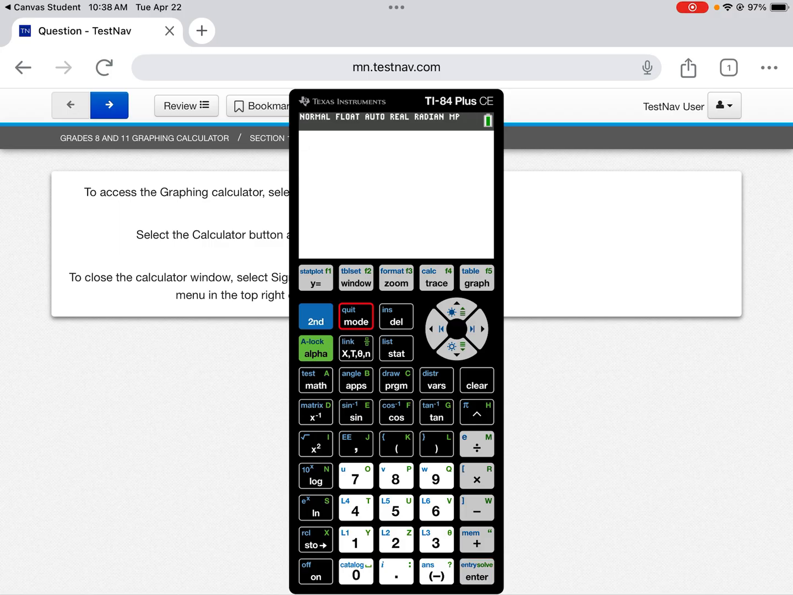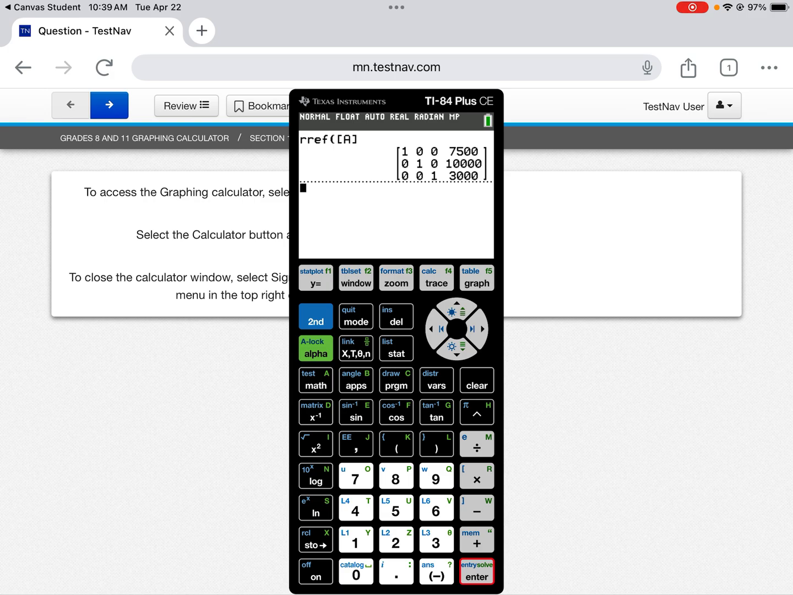Then we're going to quit. Then we're going to go second matrix. Then we're going to go to math. Then we're going to go to reduce row echelon form. Then we're going to go to matrix. And we're going to hit enter, and there's our answer.